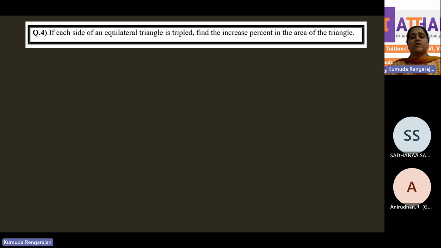If each side of the equilateral triangle is tripled, find the increased percent in the area of the triangle. Write down this question, leave some space and practice this as homework. You can use the working we have done earlier. Go through that and work it once again as homework.